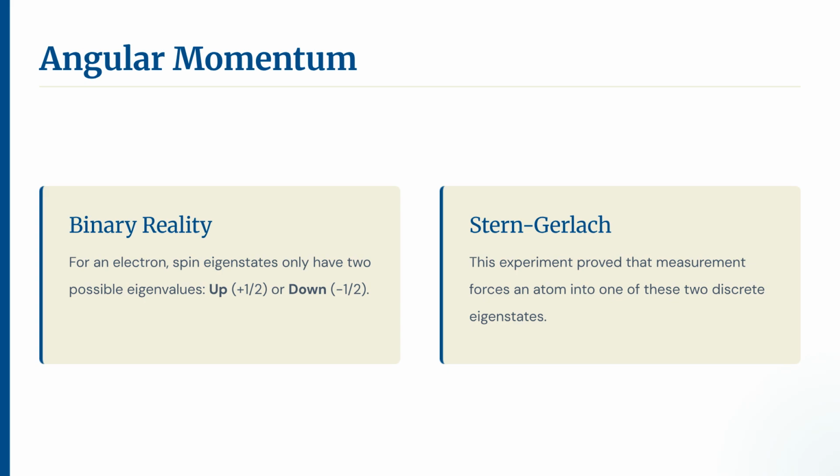Angular momentum, specifically electron spin, demonstrates a binary reality. Spin eigenstates only have two possible eigenvalues, up or down. The Stern-Gerlach experiment proved that measurement forces an atom into one of these two discrete eigenstates.